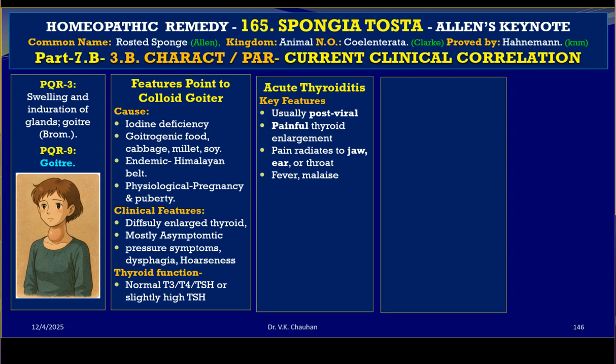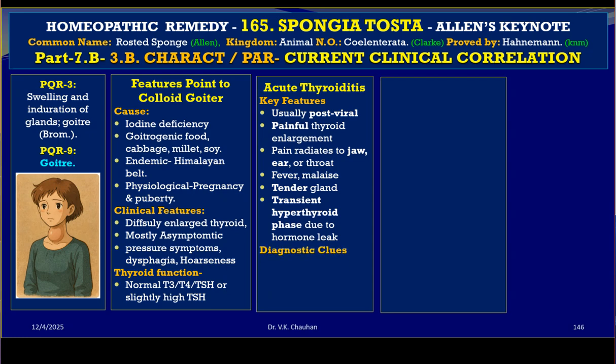Pain may radiate to jaw, ear, and throat. There can be fever, malaise, lassitude. And if you feel the thyroid gland, it will be tender to touch, and there is a momentary, or you can say transient, hyperthyroid phase. As the swelling takes place in the thyroid gland, the thyroxine leaks into the systemic circulation and BMR goes up, so pulse will be high and other features of thyrotoxicosis will be available to be seen clinically.